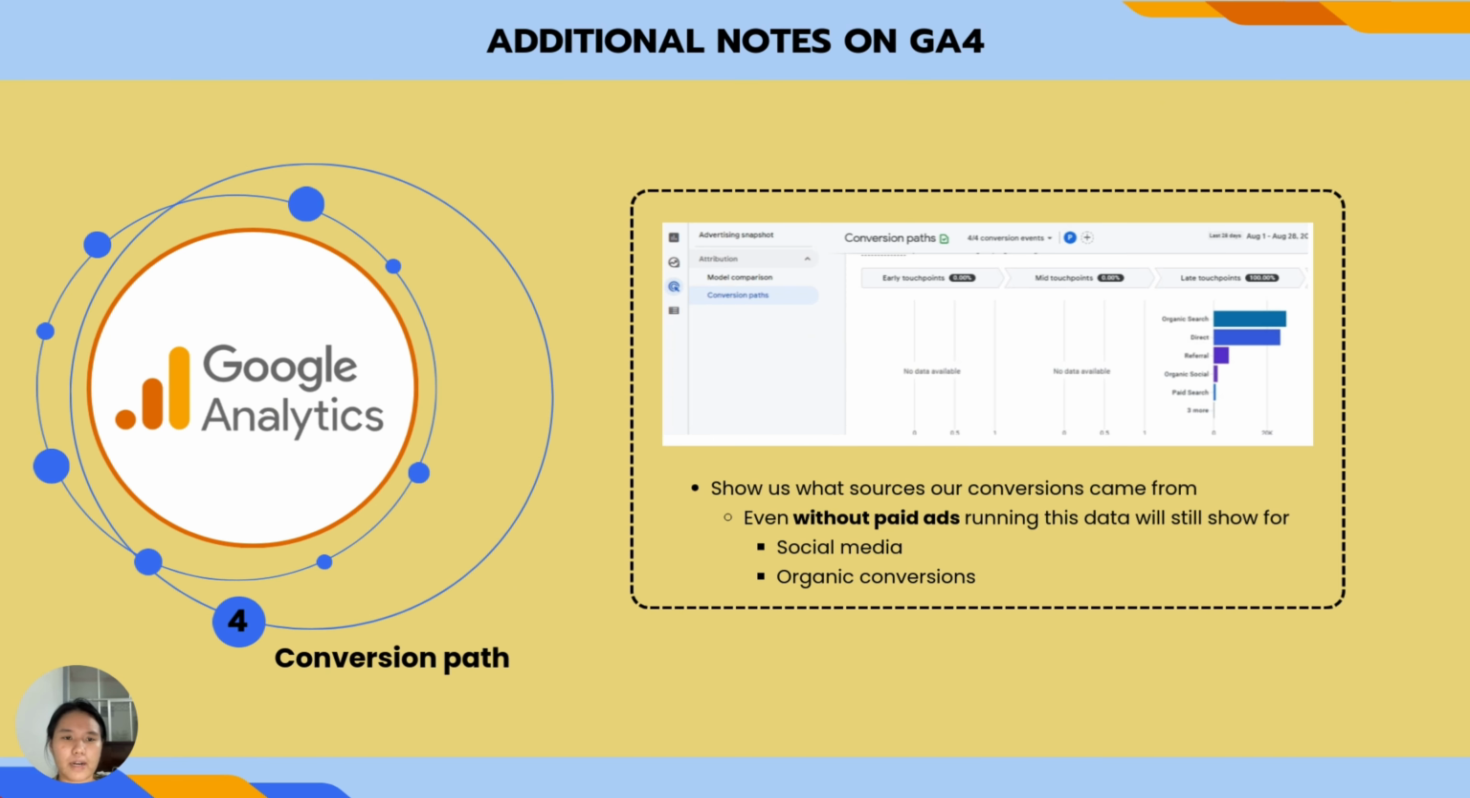This is about the conversion path. This shows the full journey toward a conversion. For example, social, email, direct, and purchase. Understanding this helps allocate a budget more effectively.